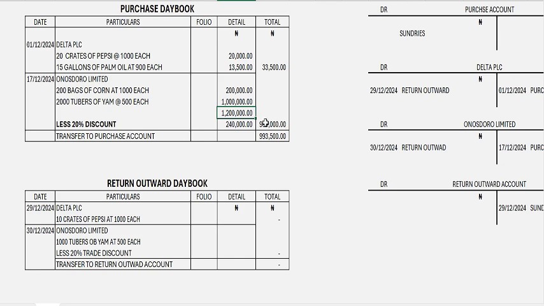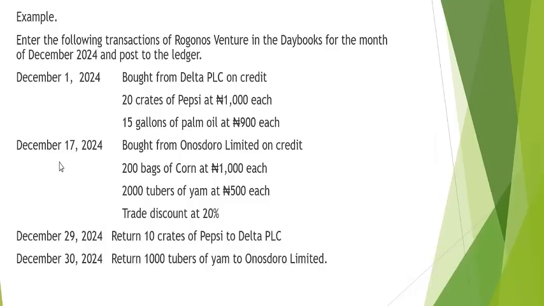This amount we are owing Zoro Limited is not 1.2 million because of the 240,000 naira they gave to us as discount. So add it together, 33,500 plus 960,000 naira will give us 993,500 naira. So let's continue.